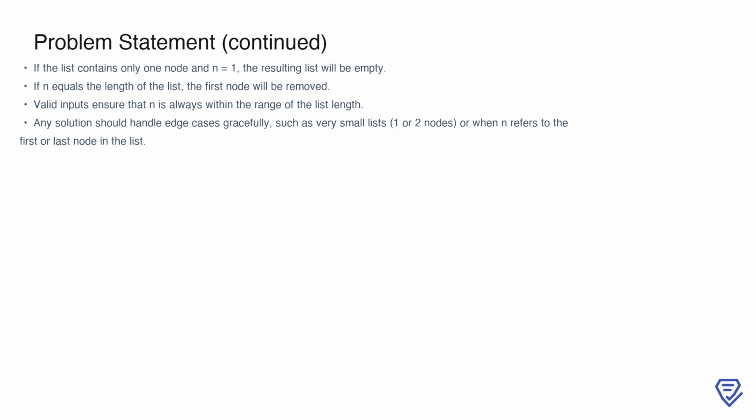Additionally, valid inputs ensure that we don't encounter invalid n values, but our solution should be robust enough to handle small lists, such as those with just one or two nodes, as well as cases where n points to the first or last node in the list. Handling these scenarios correctly will ensure our solution is complete and reliable.